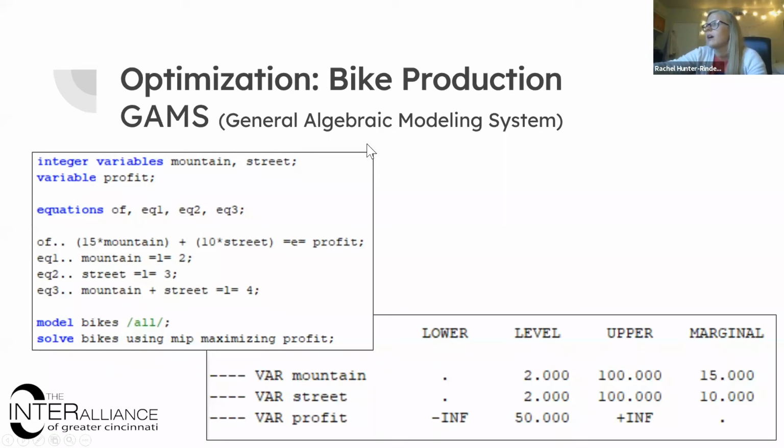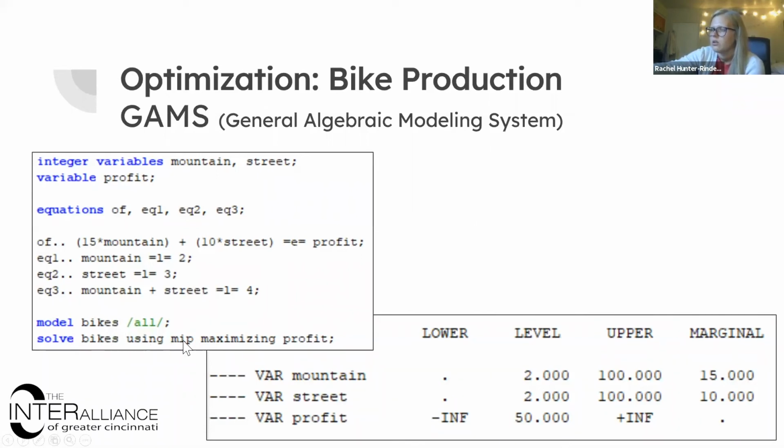GAMS, general algebraic modeling system, is what we used in school. It's kind of funky. Some of these things are just how GAMS is, but we're saying that our objective function, which is profit, is equal to 15 times mountain plus 10 times street. Mountain is less than or equal to 2, street is less than or equal to 3, mountain plus street is less than or equal to 4. I've named the model bikes. I want to use all of the constraints.